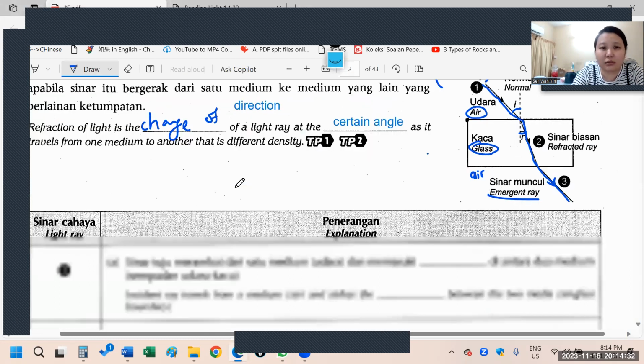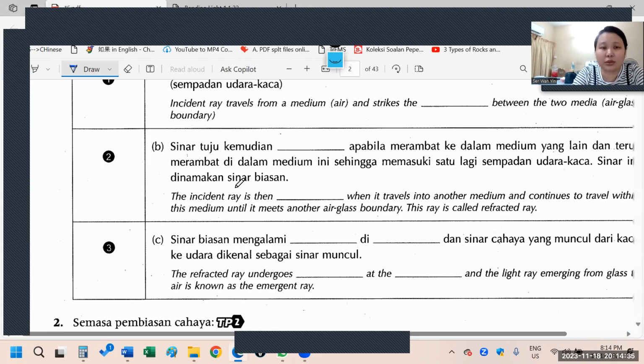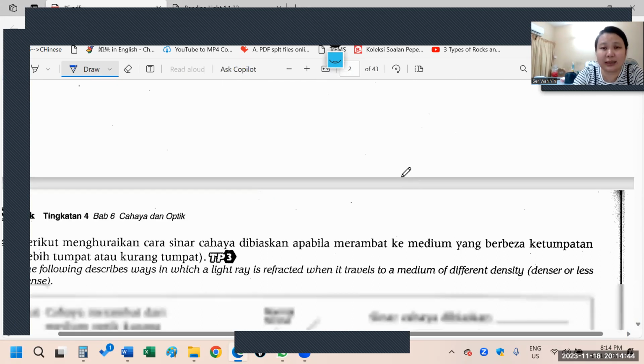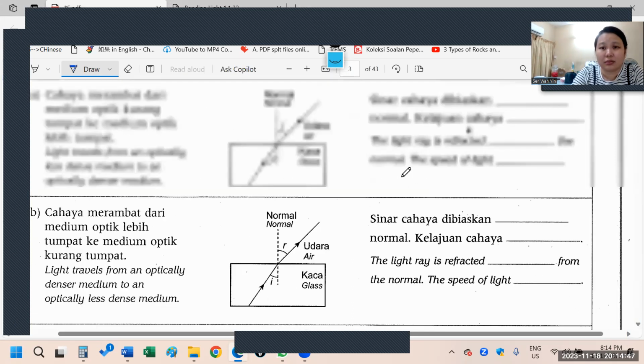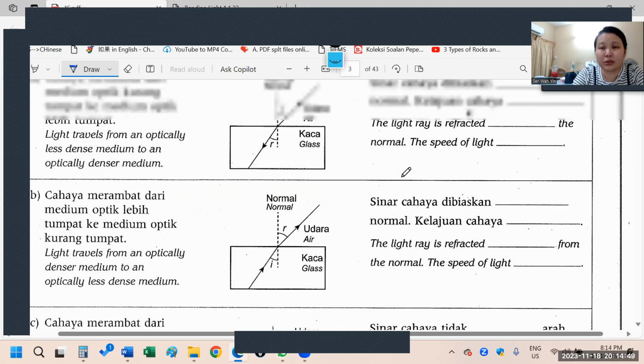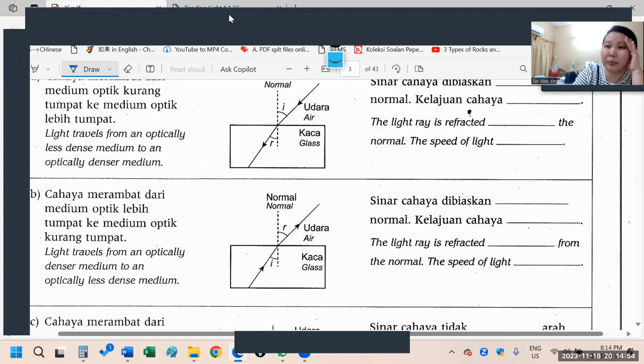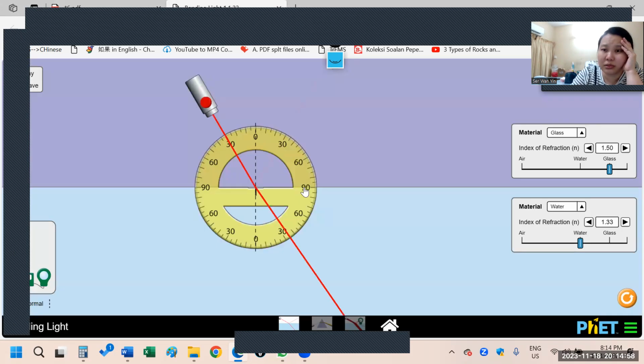Okay, so now this one you all fill up, okay? Page 185, homework for later. So this one you all also fill up. So why will it bend towards normal or away from normal? So it will become more than because the velocity changes.